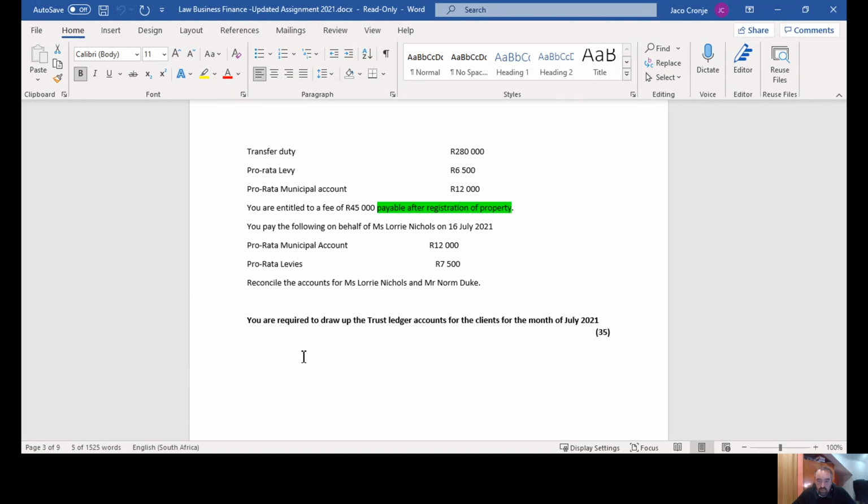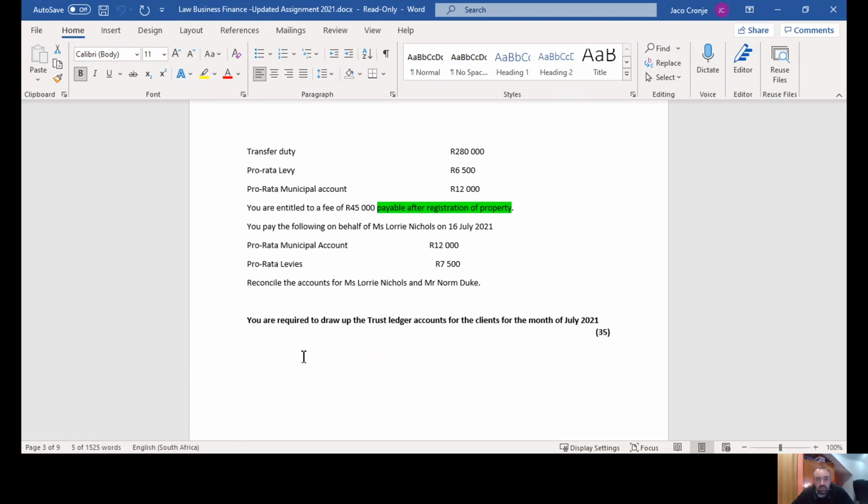Now, if I was you, my little exam tip would be they don't require a trust cash book for this, and no marks will be awarded for a trust cash book. But if I was you, I would go and write up all of the applicable transactions in the trust cash book, and from the trust cash book go and post them to the various clients' accounts.